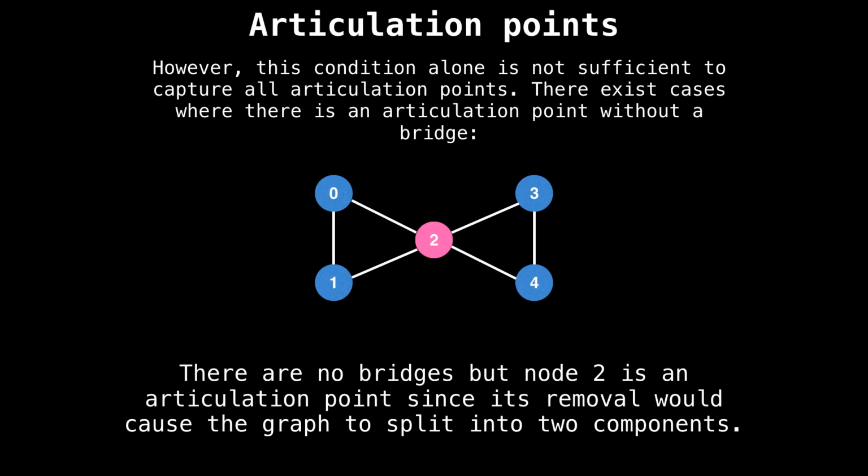Unfortunately, this condition is not sufficient to capture all articulation points. There exist cases where there is an articulation point, but there is no bridge nearby. For example, in the following graph, node 2 is an articulation point because its removal would cause the graph to split into two components. So the new question is, when do these cases occur? And the short answer is that it has to do with cycles in the graph.